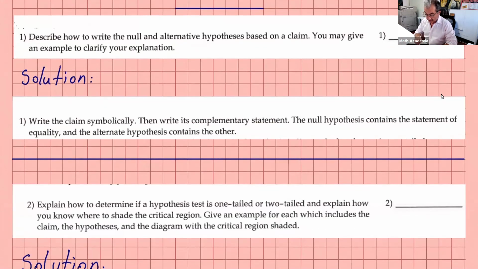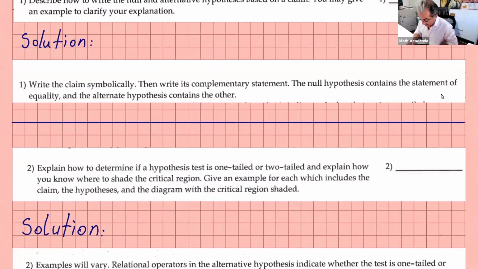Write the claim symbolically, then write its complementary statement. The null hypothesis contains the statement of equality. Don't forget, it's always equal for the null hypothesis. And the alternative hypothesis contains the other. So when we say the other, that means it could be not equal to, less than, or greater than. No equal sign for the alternative hypothesis.